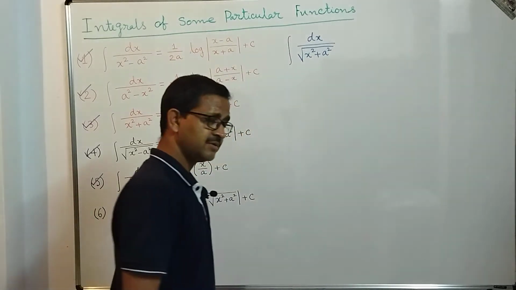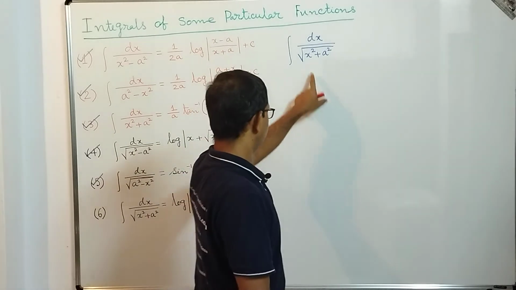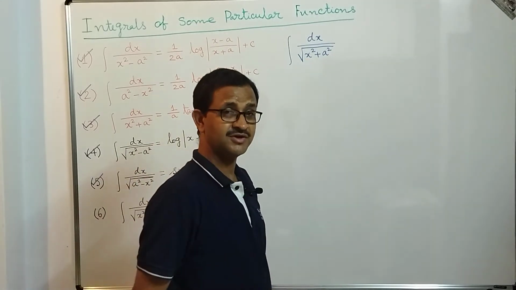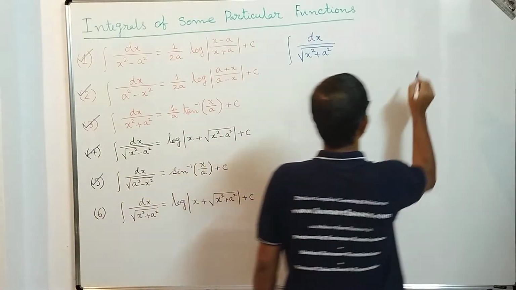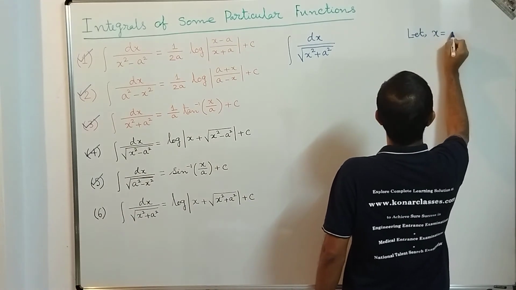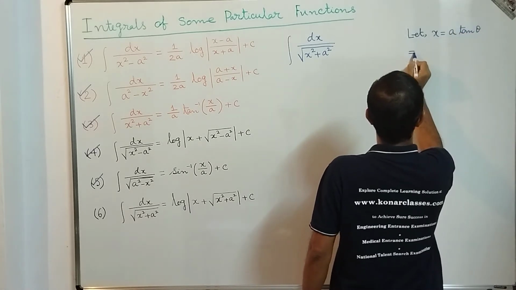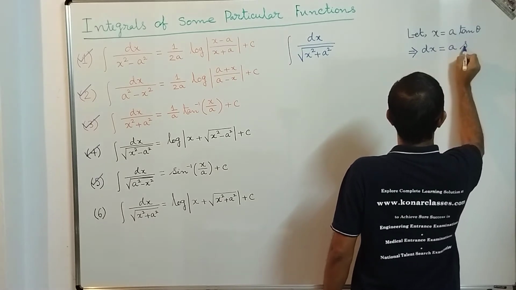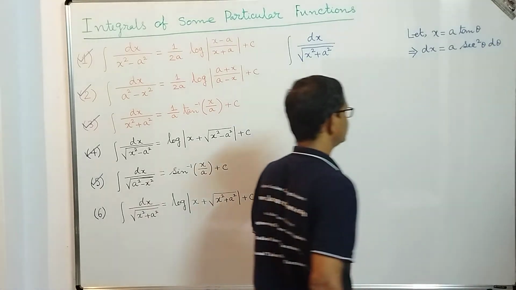So the substitution that comes to our mind is that we can write x equal to a tan theta, so that it will be a square tan square theta. So a square we can take common, 1 plus tan square theta, that is equal to sec square theta, and we can proceed. Okay, so let x equal to a tan theta. This implies dx equal to a sec square theta d theta, correct?